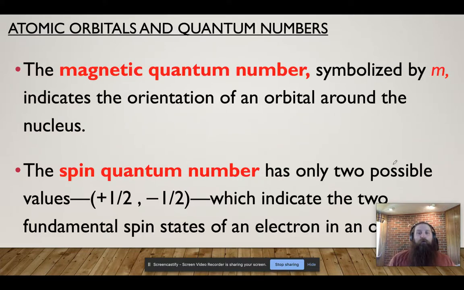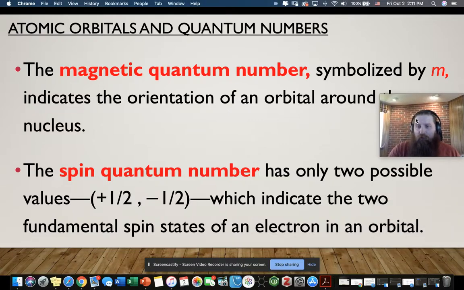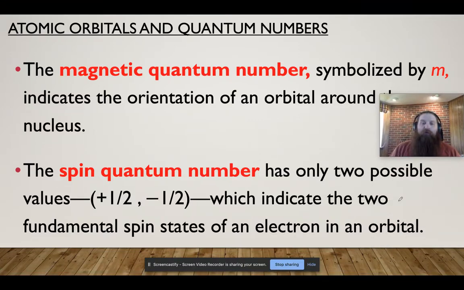The next 2 quantum numbers are the magnetic quantum number, which is symbolized by m, which tells us the orientation of an orbital around the nucleus. Now, in upper level chem, you might have to memorize these. In my class, you don't need to. I'm going to show you what they are. I'm going to show you kind of how they make sense, but I'm not going to make you identify the magnetic quantum number. The last value is the spin state, okay? It can only have 2 numbers. It can either be plus a half or it can be minus a half. And this indicates which way the electron is spinning in that orbital. Is it spinning up or is it spinning down? That'll be more important later on.